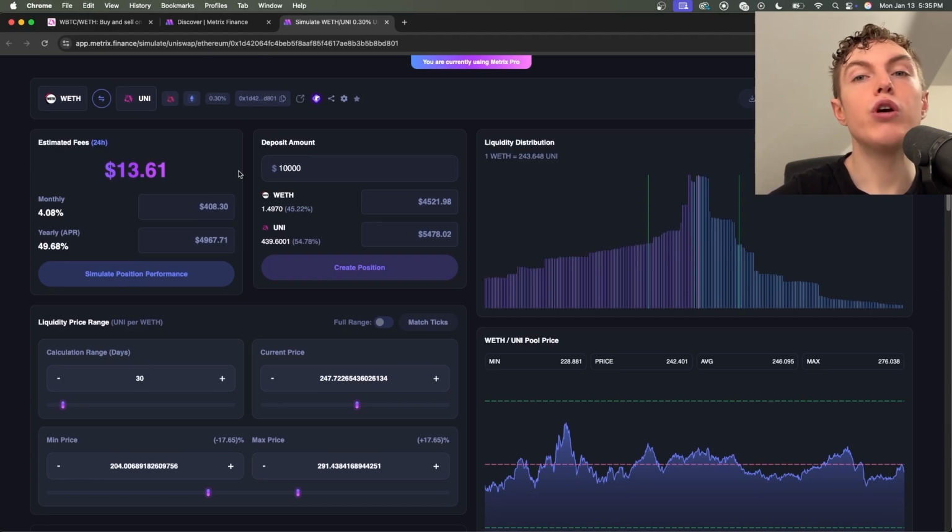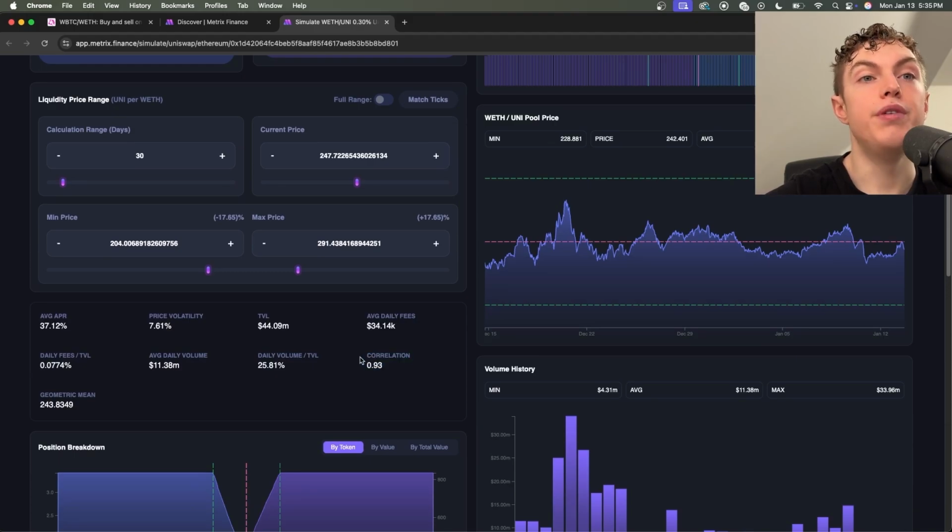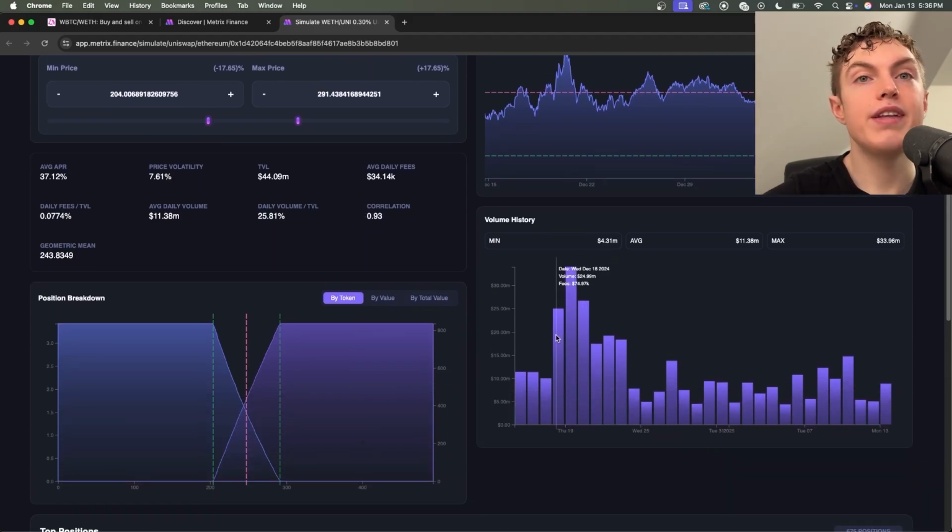So again, this software is super helpful for narrowing down these liquidity pools to find the best ones that suit you. And these assets are also 93% correlated. Scrolling down, you can see more information such as the volume history. You can definitely look at this to make a better decision of whether or not you want to take on exposure to these liquidity pools.